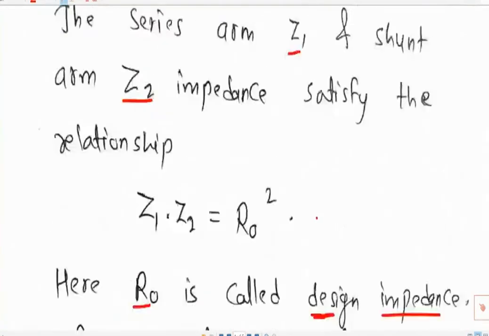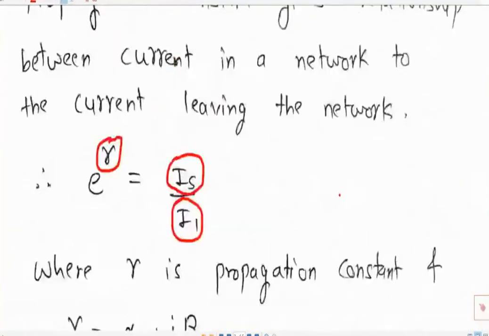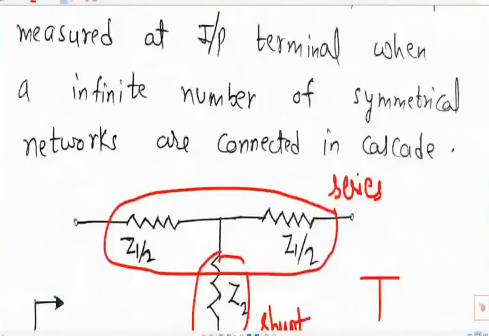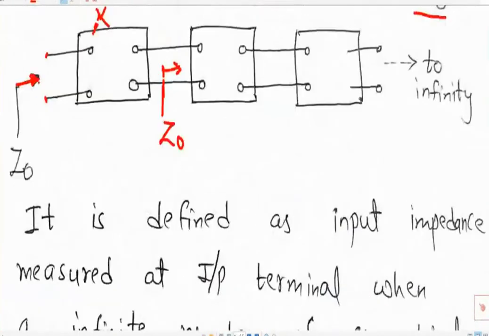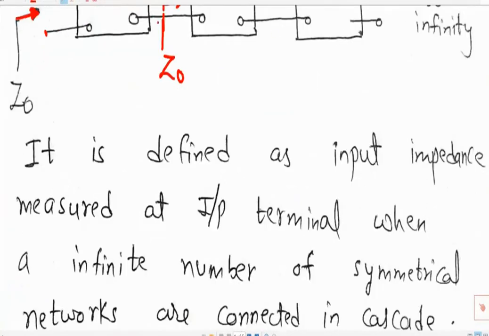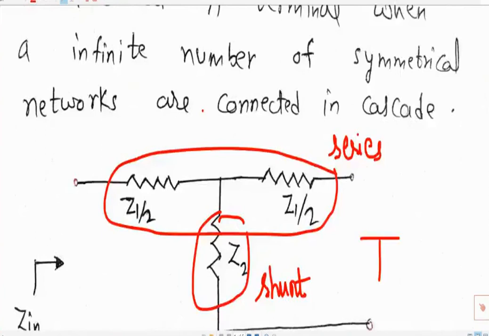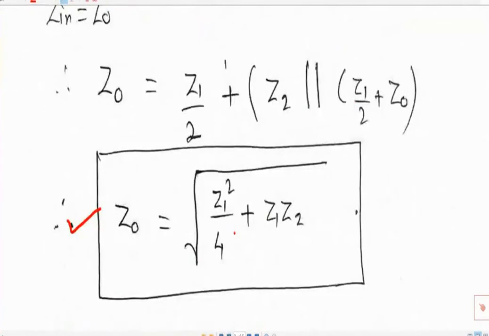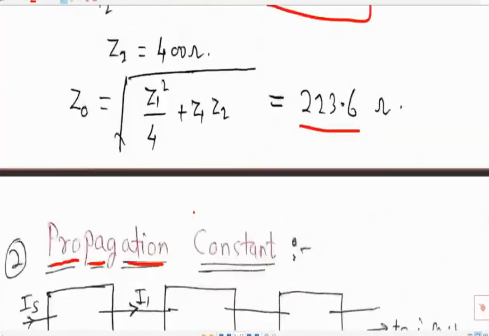Okay, so once again, number one is the characteristic impedance. It is the input impedance measured at the input terminal when an infinite number of symmetrical networks are connected in cascade. The formula for a T network is Z0 equal to under root Z1 square by 4 plus Z1 Z2. We will see where we require this formula and use it accordingly.